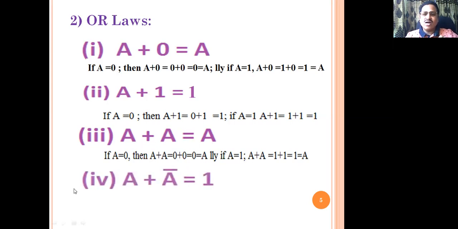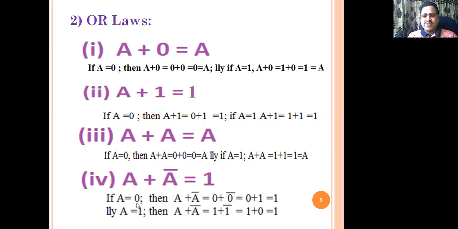And the fourth OR law is ORing of a number with its complement always equals 1. That means A or A bar equals 1. A can be either 0 or 1. Let's see the justification. If A equals 0, what is the left hand side? A or A bar, replace A by 0. 0 or 0 bar means 0 or 1 because inversion of 0 is 1. For a two input OR gate, if one of the inputs is 1, the output goes 1.